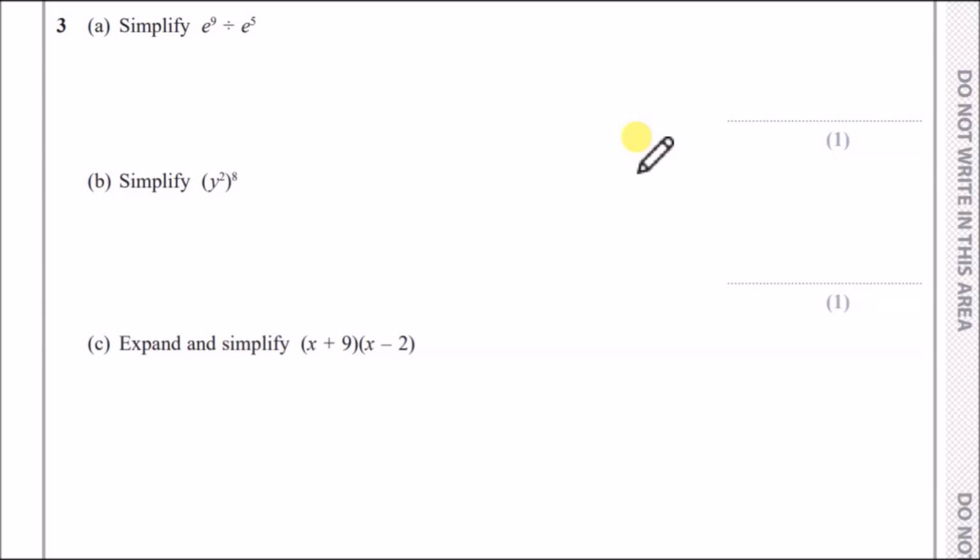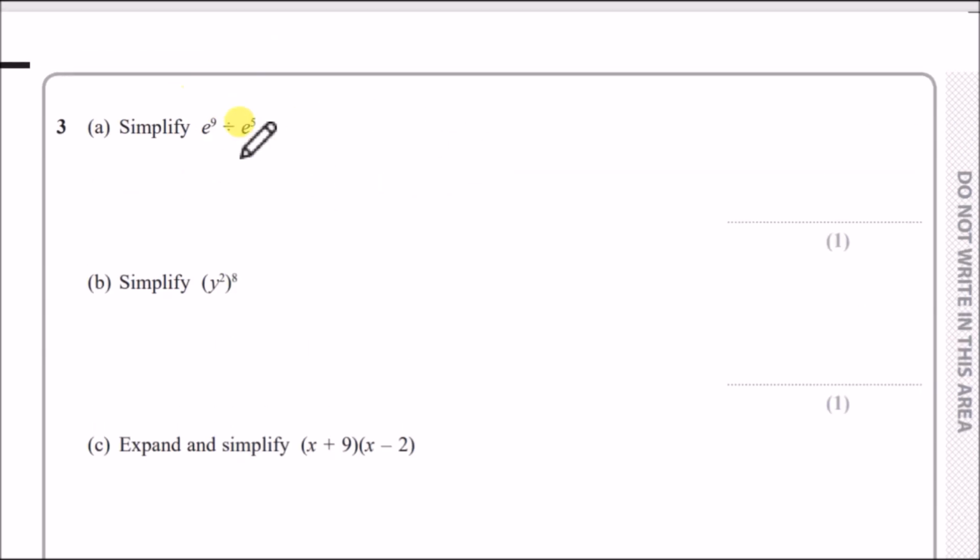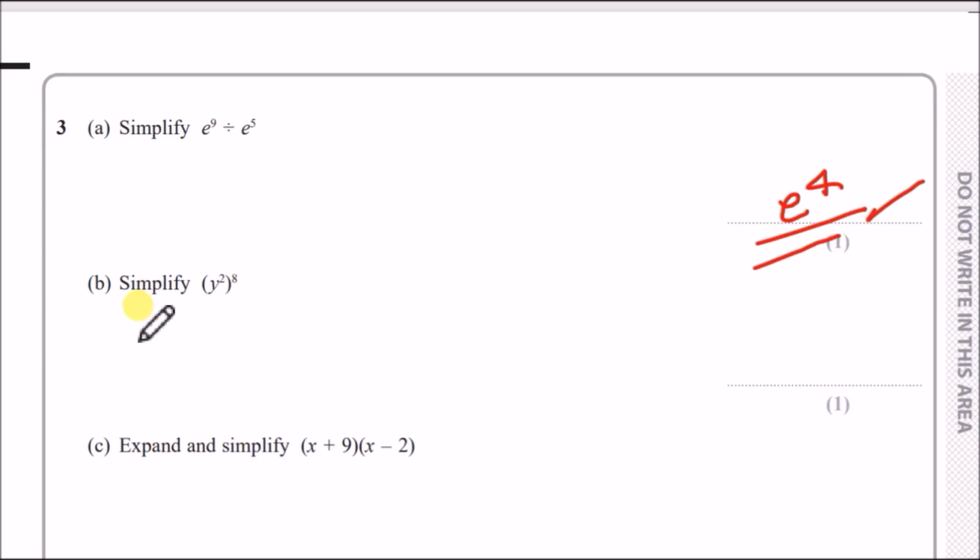Alright, algebra. I actually love algebra. So 3a, simplify e to the 9 divided by e to the power of 5. Well, when you're dividing terms, you just subtract the powers. So 9 take away 5, guys, is just e to the 4. And that's it.